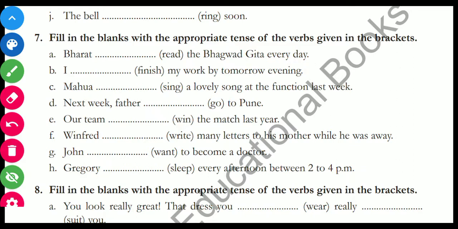Next, I dash finish my work by tomorrow evening. Tomorrow मतलब क्या होता है? It is future tense. Okay. So yes, this is simple future tense. So I will finish my work by tomorrow evening. Okay. This is how it works. You have to identify the words first, whether the sentence is in present tense, past tense or future tense or continuous. Okay. Then after try to fill in the blanks.